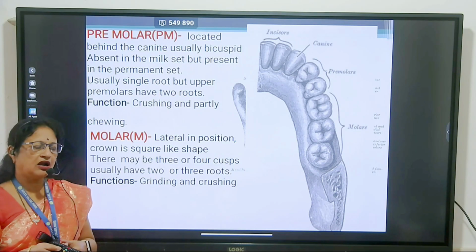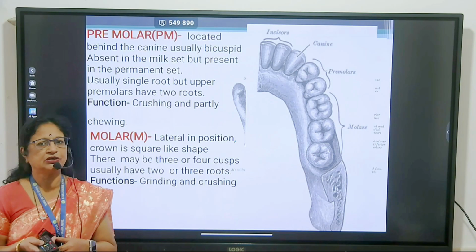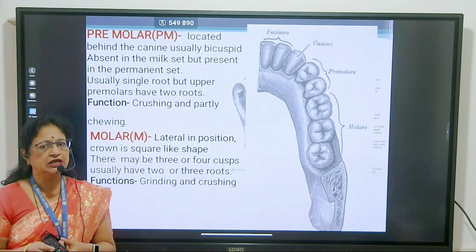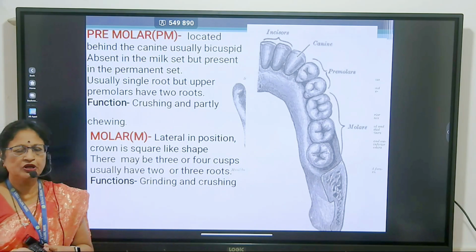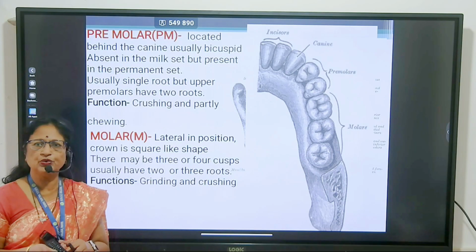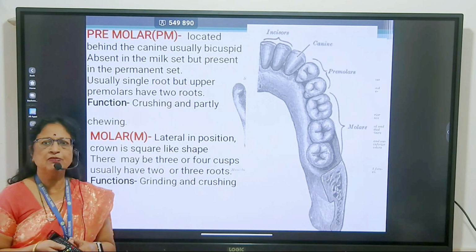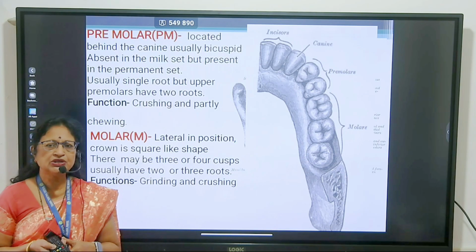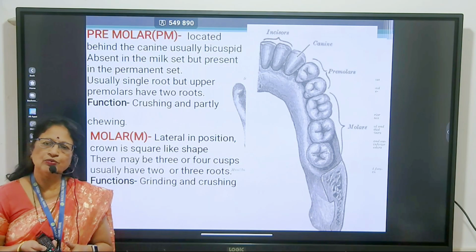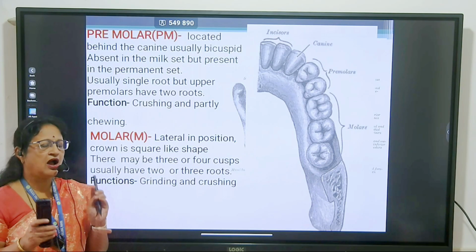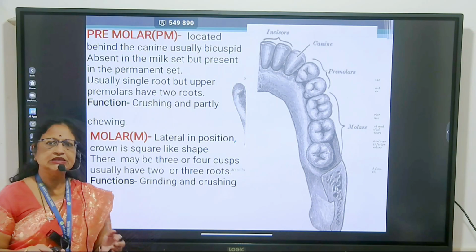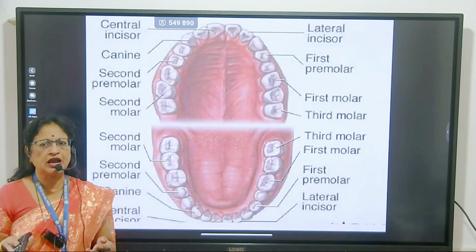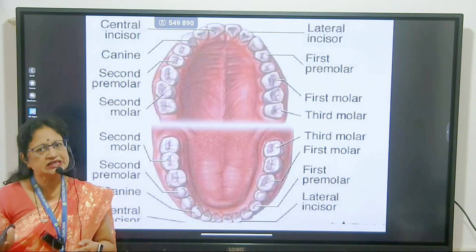These premolars are absent in the milk set or deciduous set of teeth, and they are present in the permanent set. They have a single root, but the upper premolars have two roots, and their function is crushing and partly chewing of the food. So overall there are four types of teeth: incisors, canines, premolars, and molars. Now see in this diagram, all these four types are seen clearly.